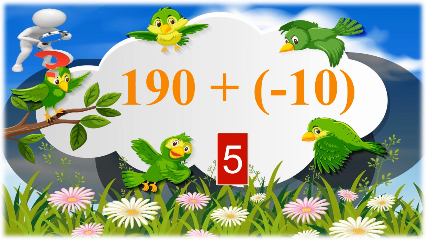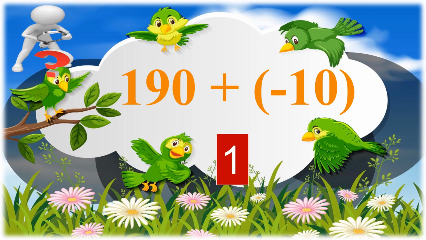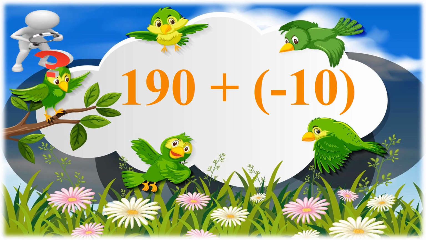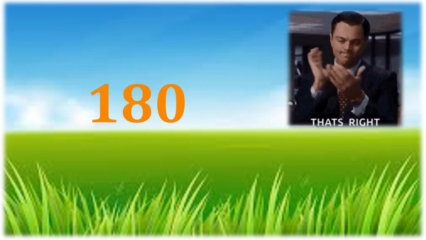Let us have another one. Another 5 seconds to answer this one. 190 plus negative 10 is equal to what? Timer starts now. Time is up. What is your answer? That's right. The answer is 180.